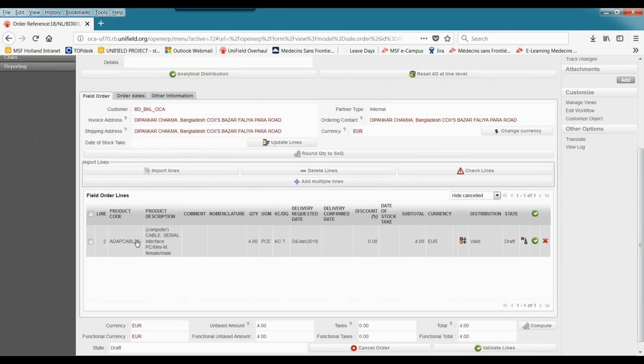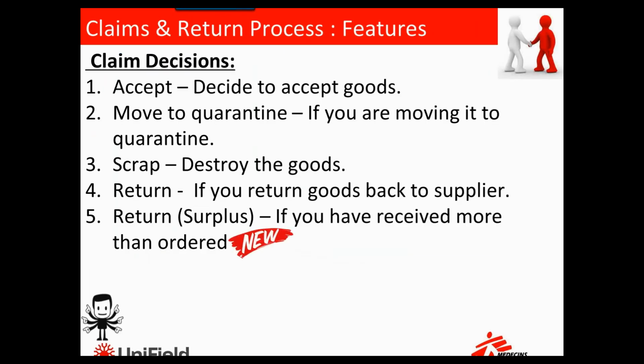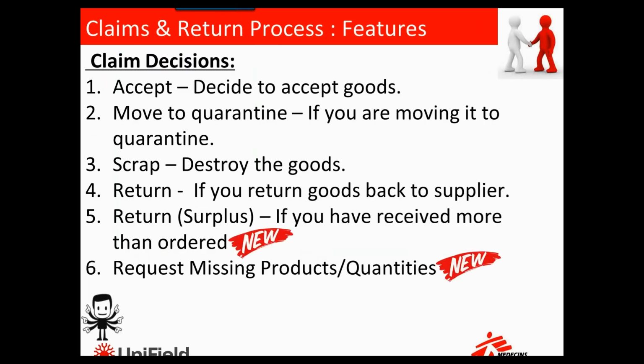if you're going to buy it. If you source it from stock, do your picking, do your packing, and do your shipment. And after synchronization, it comes to the project so that they can receive it. Any question? It's now possible to return surplus and to request missing products and quantities.